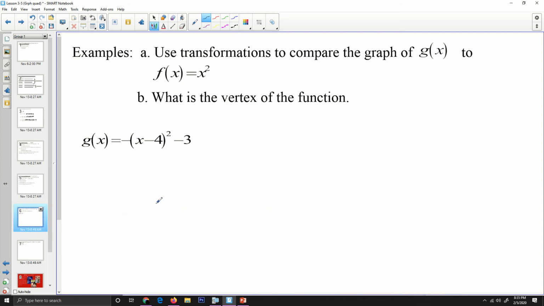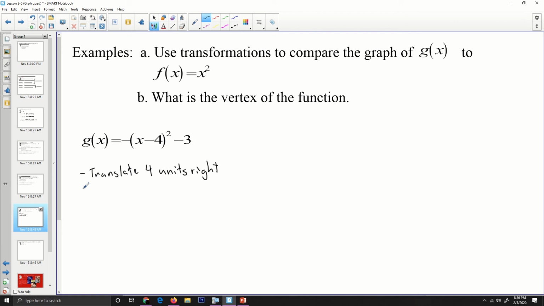All right. So use transformation to compare the graph of g of x to f of x, and then what is the vertex of the function. So in this particular instance here, if I look at g of x in terms of f of x and list the transformations, it is going to give us a lot of the stuff that we need to graph in vertex form. So we're kind of combining things here when we're talking vertex form. But when I look at this thing, I see a transformation, translate 4 units, right?